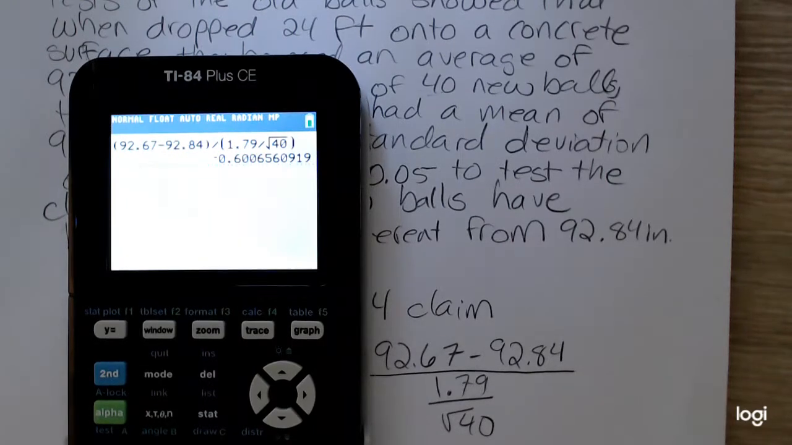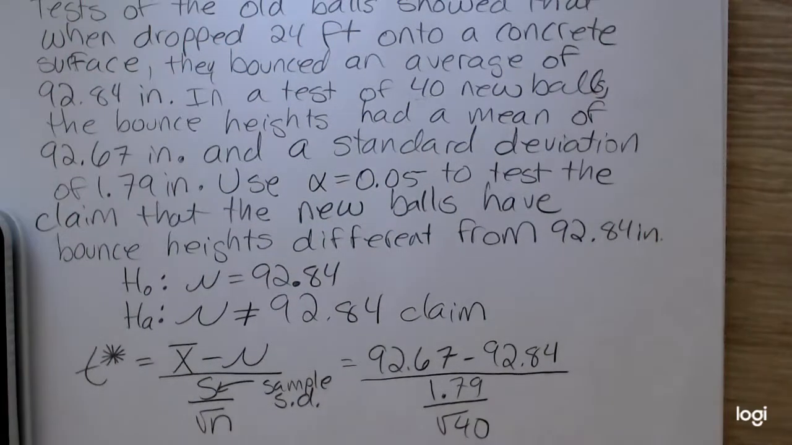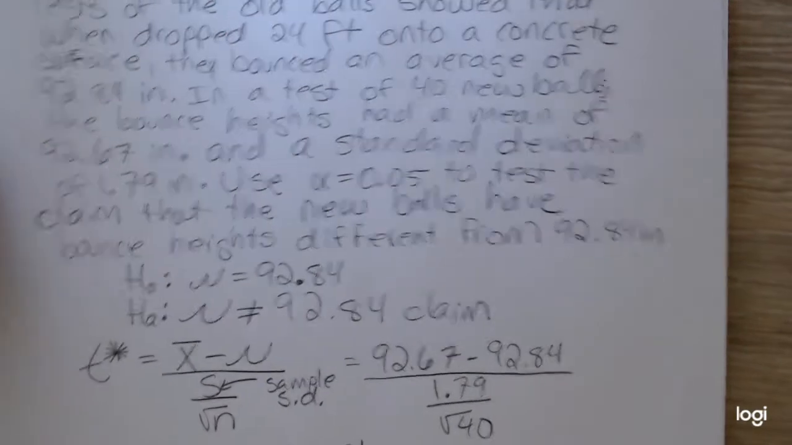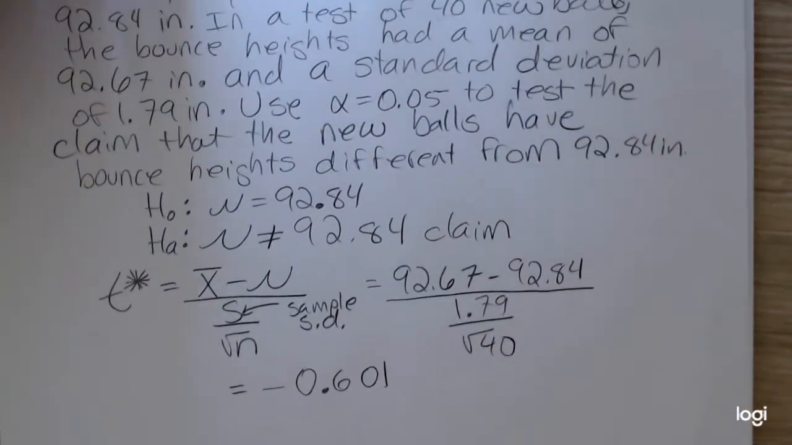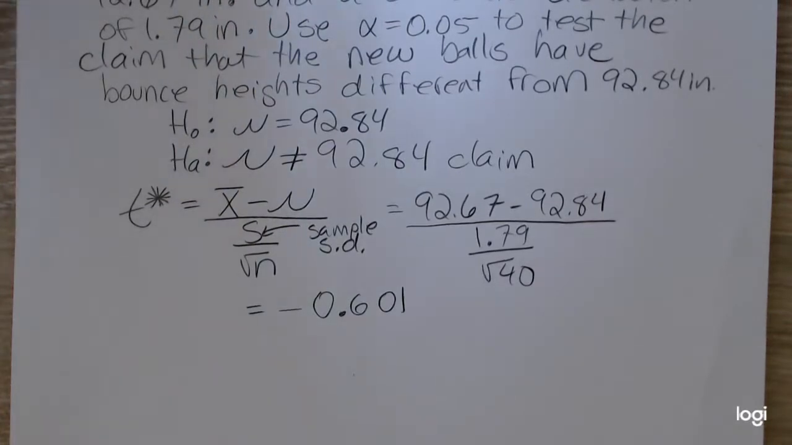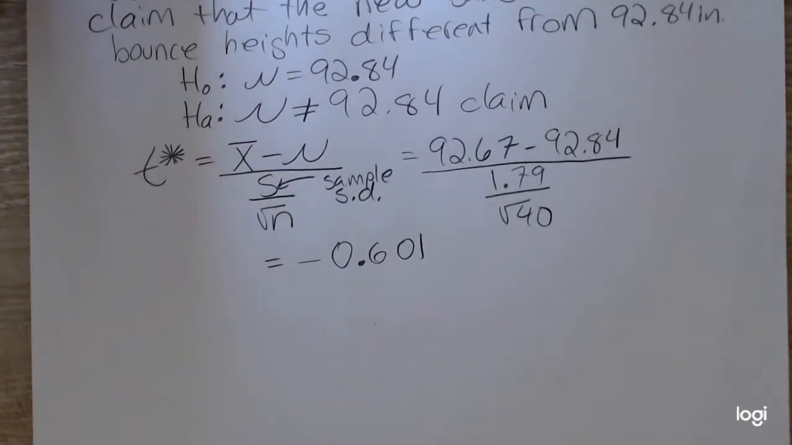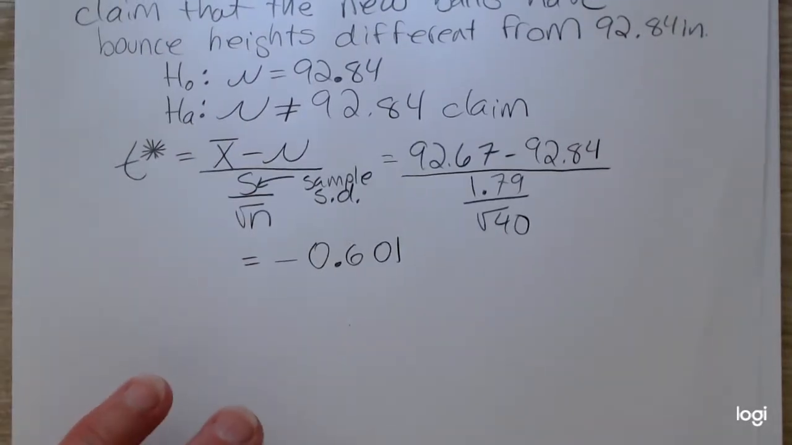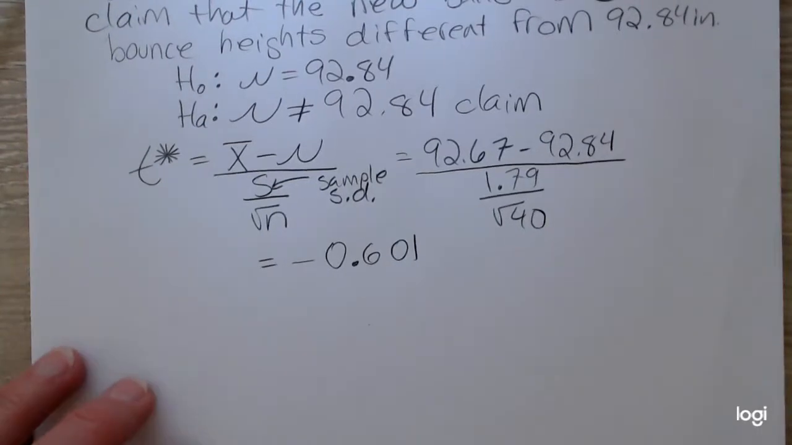All right, so I get a standardized test statistic of negative 0.601, rounding to 3 decimal places. Now remember, the t-distribution is bell-shaped with a mean of 0, but its exact shape depends on the degrees of freedom. The smaller the sample size, the shorter the bell and the heavier the tails will be.